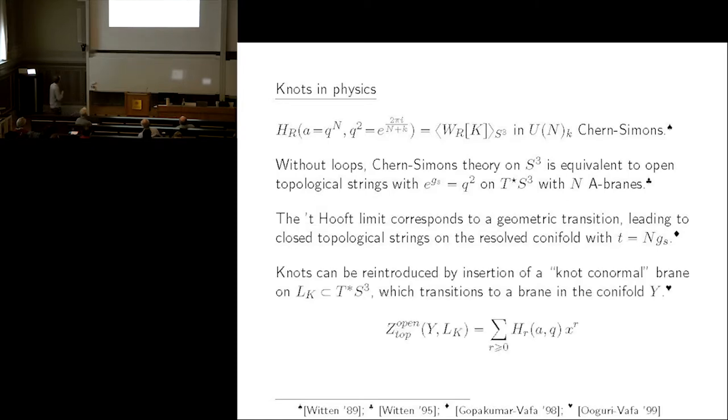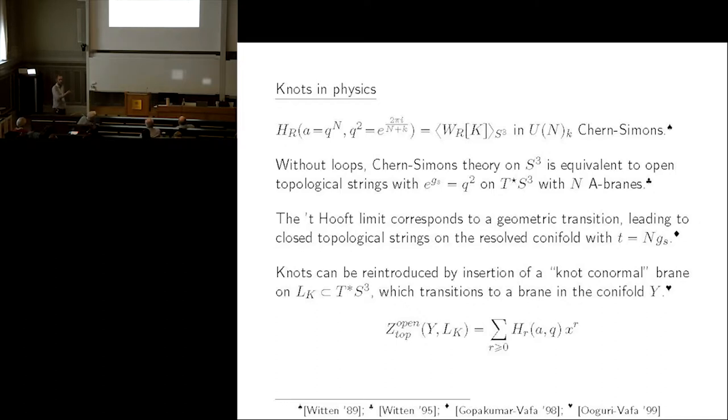Then, to reintroduce knots in the picture, Ooguri and Vafa considered a class of branes known as knot conormals. These are defined in T*S^3, and the basic property of these branes is that they intersect the zero section precisely along the knot, so the geometry of these branes carries information about K. They also argued that these branes somehow should survive the geometric transition and therefore they should transition to branes in the resolved conifold. Then they proposed that the topological string partition function on the resolved conifold, in the presence of a knot conormal brane, indeed computes the generating series of HOMFLY-PT polynomials. So this will be the starting point for us.